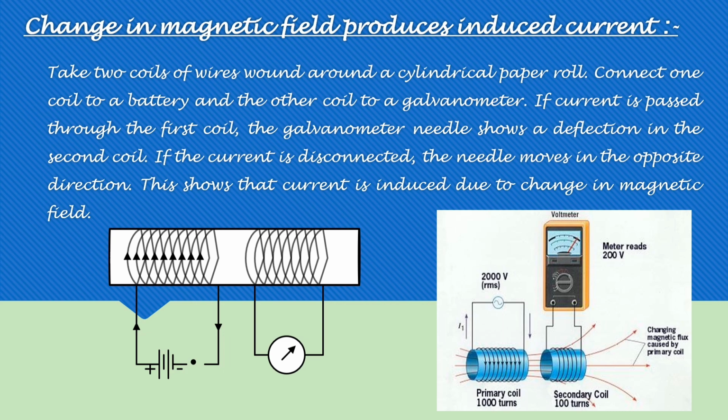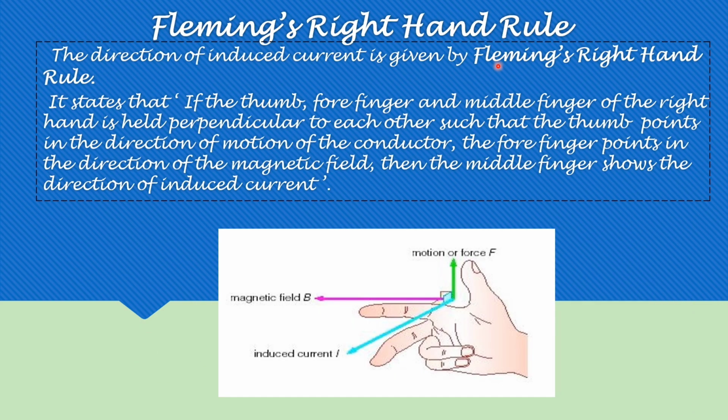So next we are going to see Fleming's right hand rule. Here the direction of the induced current is given by this rule. Let's consider a right hand, and here the thumb, the forefinger and the middle finger should all be held perpendicular to each other. The thumb shows the direction of the motion or the force. The forefinger shows the direction of the magnetic field B, and the middle finger shows the direction of the induced current.